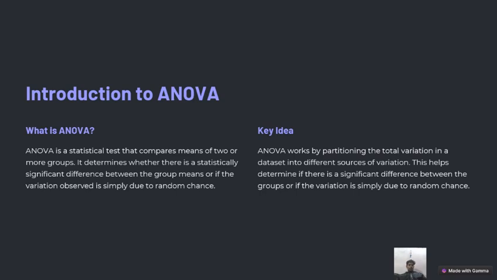Introduction to ANOVA. What is ANOVA? ANOVA is a statistical test that compares means of two or more groups. It determines whether there is a statistically significant difference between the group means or if the variation observed is simply due to random chance. Key idea: ANOVA works by partitioning the total variation in the dataset into different sources of variation. This helps determine if there is a significant difference between the groups or if the variation is simply due to random chance.